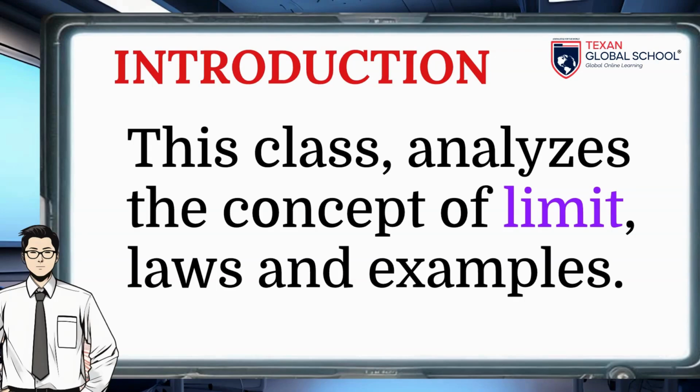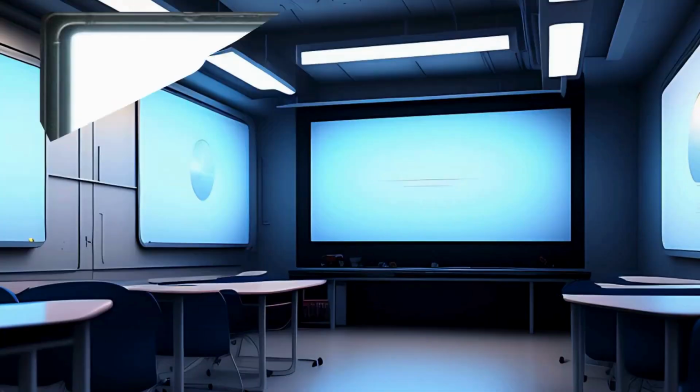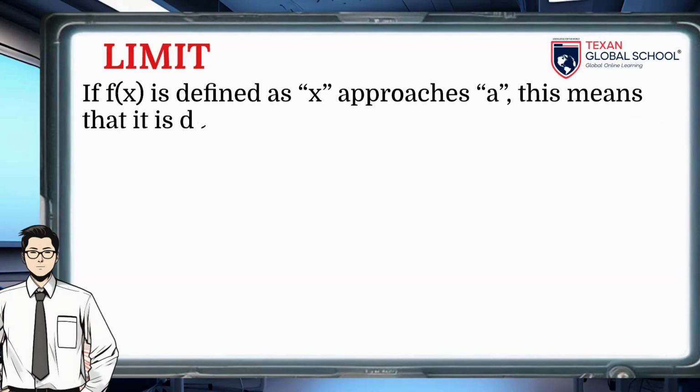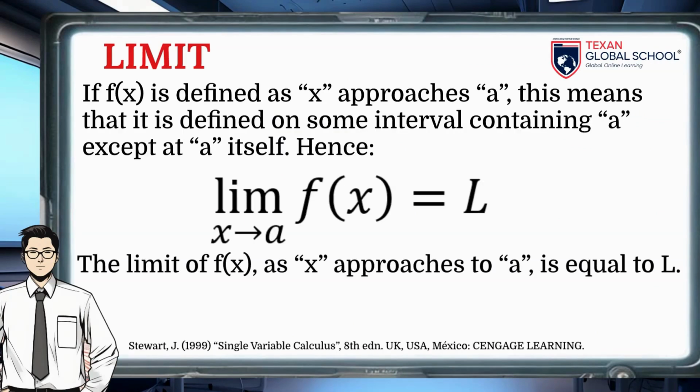We begin with the concept of limits. If f of x is defined as x approaches a, this means that it is defined on some interval containing a, except at a itself. And the limit of f of x as x approaches a is said to be equal to L. So it is possible to make values of f of x arbitrarily approach L, as close as you like, by taking x close enough to a, but not equal to that value.